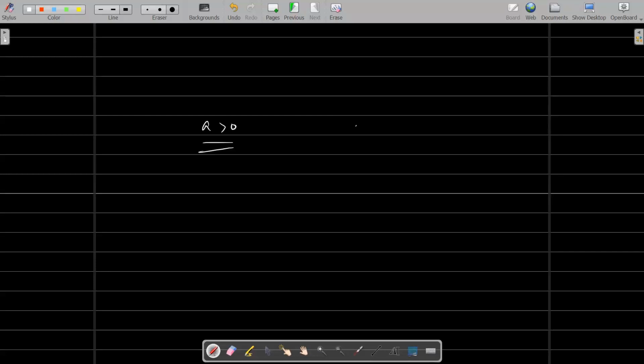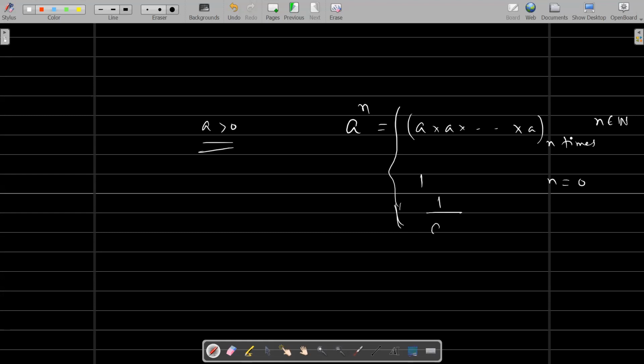So I can define a raised to some natural number as follows. a raised to n is like a into a, n times. And even this can be done precisely using induction. If n is a natural number, a raised to n is 1 if n is 0. This is my definition. And a raised to a negative integer is like 1 by a raised to minus n if n is a negative integer.